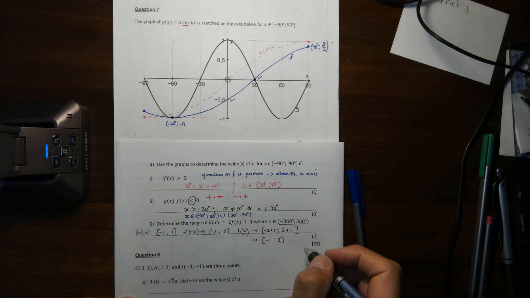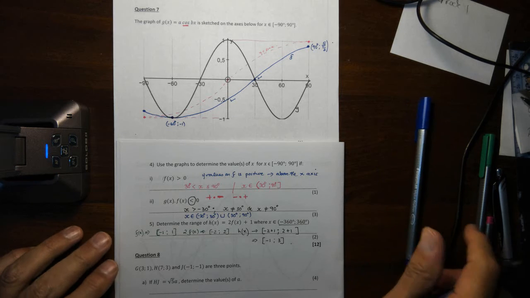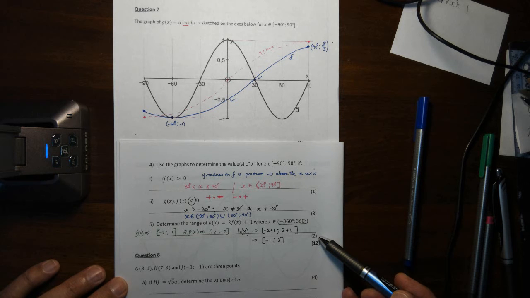So what did I do? I did this through transformation geometry. I transformed the graph step by step. Be careful, it's just for 2 marks, but that will make the difference between a distinction and a non-distinction, or 100 and not 100 for this question.